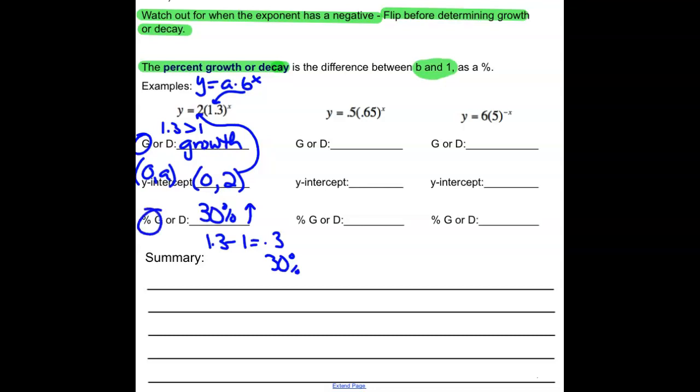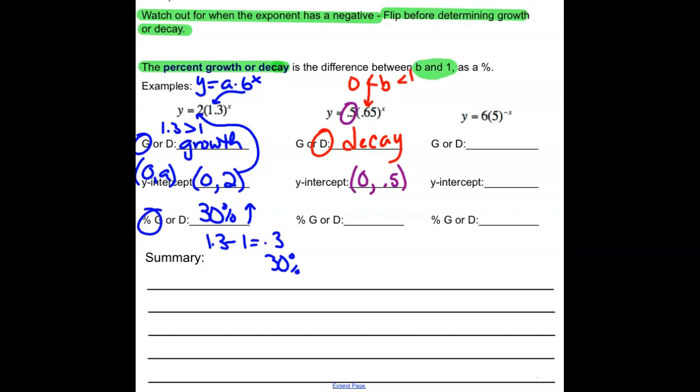Okay, looking at our next example. We look at our base, the piece that's being raised to the exponent. We have a 0.65. Since that base is between 0 and 1, it's going to decay. Our y-intercept comes from this front number. So we have (0, 1/2), or 0.5.